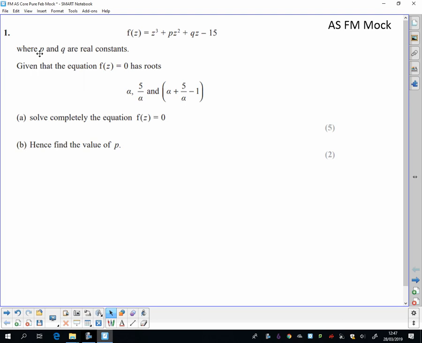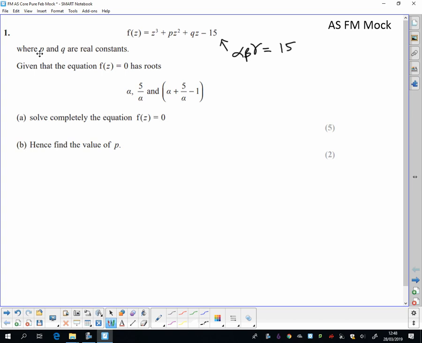Right, so the first mock question is about our cubic and our roots, and they've told us the roots, and we want to solve it. So we're going to need to use some key fact that we know about the roots of a cubic. So what do we know? We should know that if you call the roots alpha, beta, gamma, then alpha beta gamma is equal to negative d over a. So in this case, d is minus 15 and a is 1.